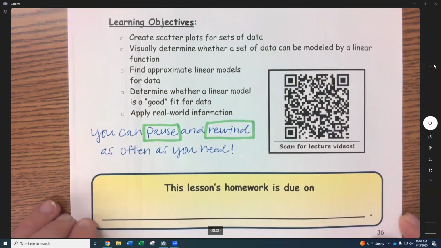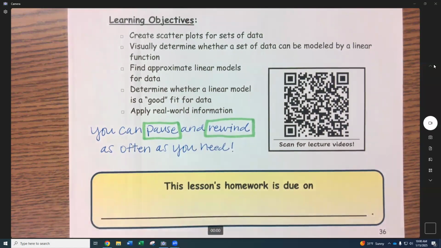Our learning objectives are to create a scatter plot for sets of data, to visually determine whether a set of data can be modeled by a linear function, find approximate linear models for data, determine whether a linear model is, quote, a good fit for data, and as always, apply real-world information.